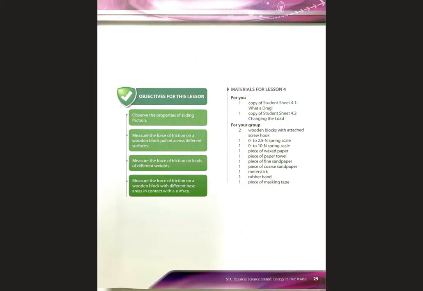The learning objectives for this lab are: observe the properties of sliding friction. So let's pause for a second. Sliding friction involves something that is already moving, hence sliding friction. All right, the next learning objective: measure the force of friction on a wooden block across different surfaces. So you will do that.